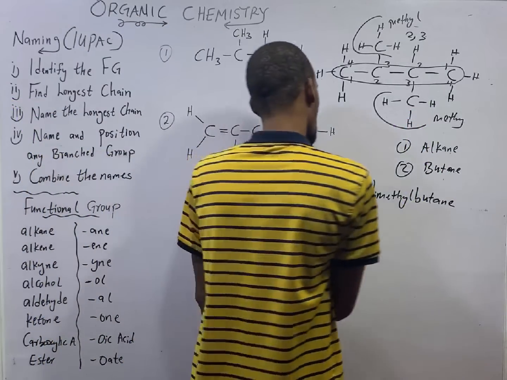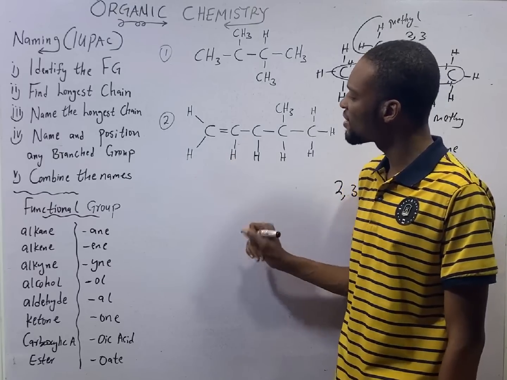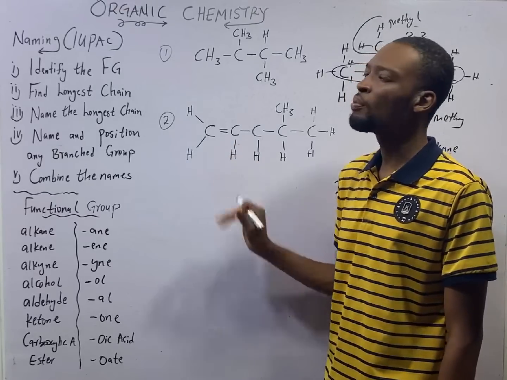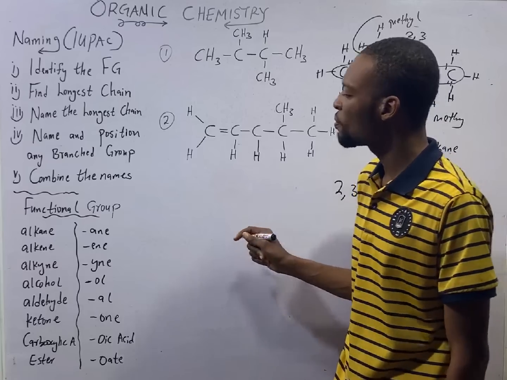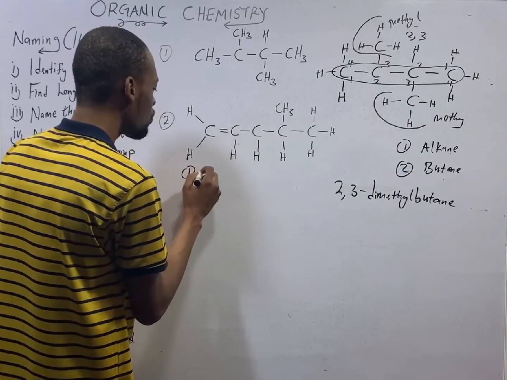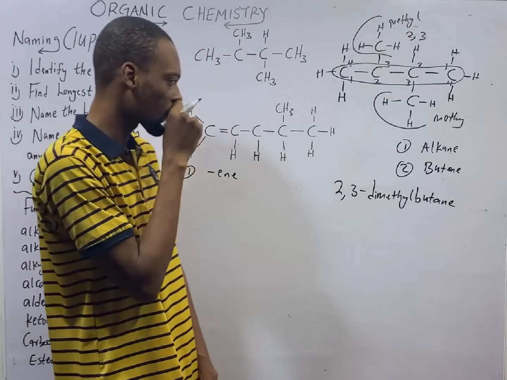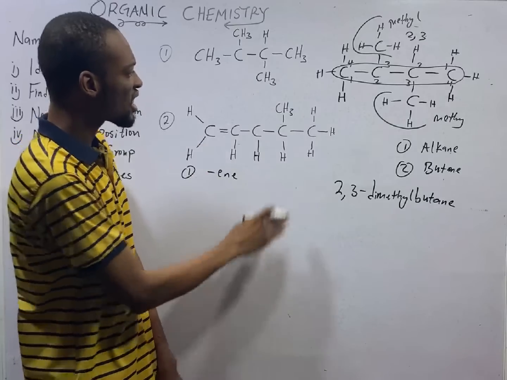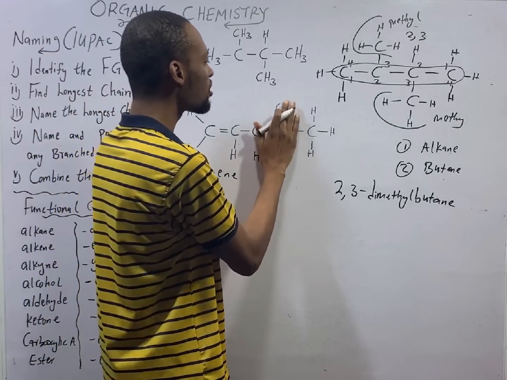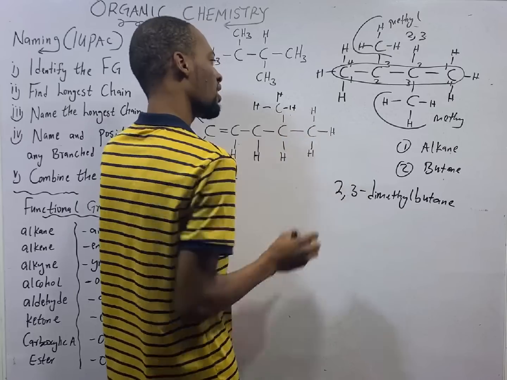For this compound, the functional group is basically double bond. And what is double bond as a functional group? Alkene. So any compound that has alkene, we end in ene as the suffix. Now let's expand. Here CH3 means carbon, hydrogen, hydrogen, and hydrogen.